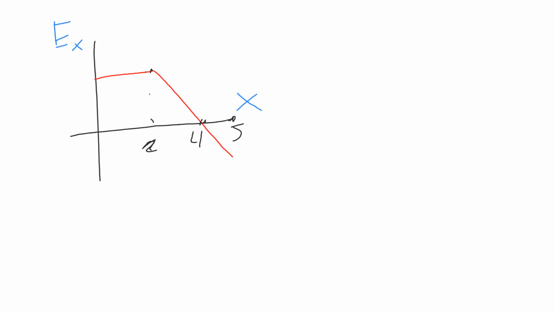They tell you that up here E sub x is equal to 4. And they tell you that down here E sub x is equal to 2. All right, and they tell me that the potential at x equals 0 is set to be equal to 0. So that's V naught is equal to 0. And they ask us to find the potential at x equals 5. So what is V at 5?